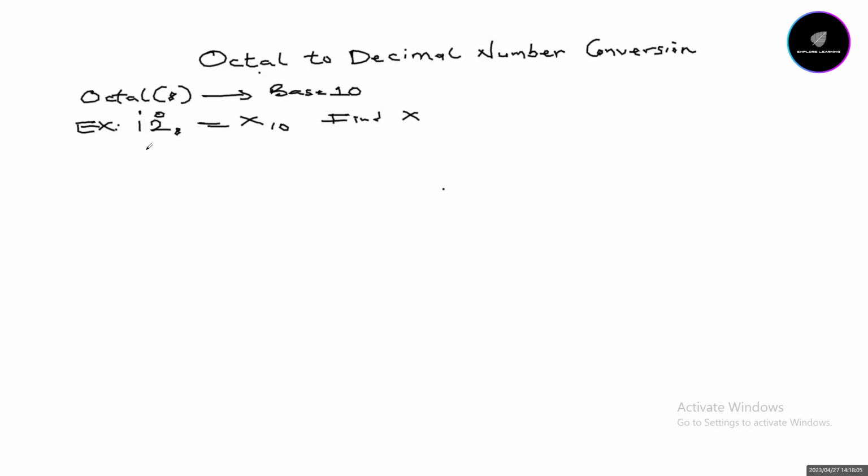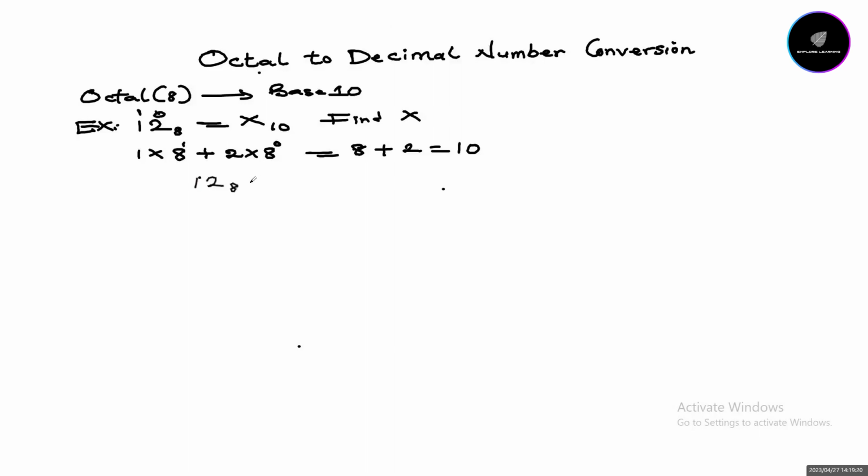So we're going to say 1 multiplied by 8 raised to the power 1 plus 2 multiplied by 8 raised to the power 0. So in this case, we're going to have 1 times 8, which is 8, plus 8 raised to the power 0 is 1, and 1 times 2 is 2. So the answer is going to be 10. Hence, 12 base 8 is equal to 10 base 10.